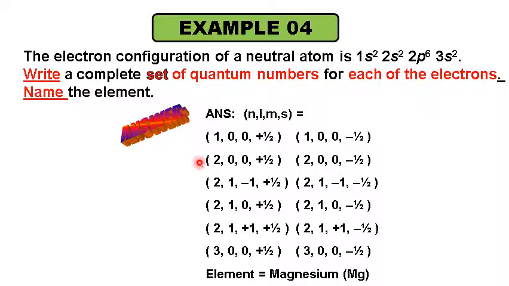For 1s2: 1, 0, 0, positive half and 1, 0, 0, negative half. 2s2 is the same with n equal to 2, and then 2p6 there are 6 possibilities, because the m value is -1, 0, +1, and then the spin quantum number has 2 values, positive half and negative half. For the 3s2, again 3, 0, 0, positive half and 3, 0, 0, negative half. So these are the sets of quantum numbers for each of the electrons.